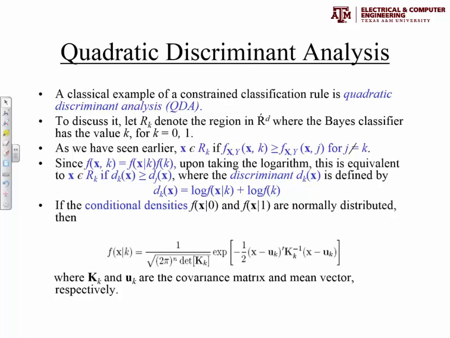Because remember, we said that because of the small sample size, you cannot look for the best classifier, because it's going to be too complicated to design. So you're going to look at classifiers that have certain structure. And one of those is what is called the QDA, or the quadratic discriminant analysis.